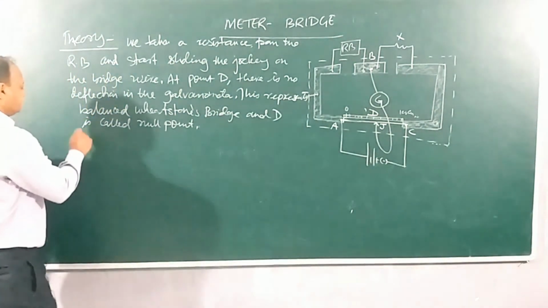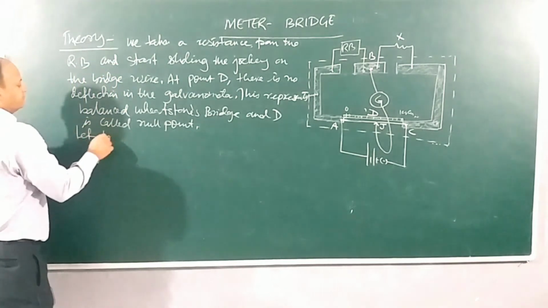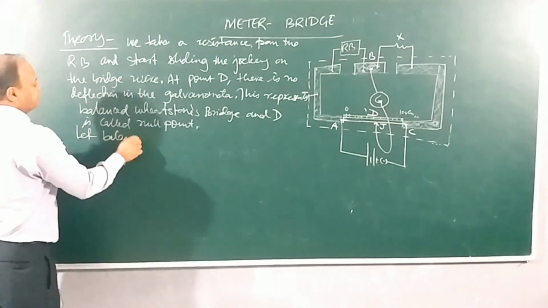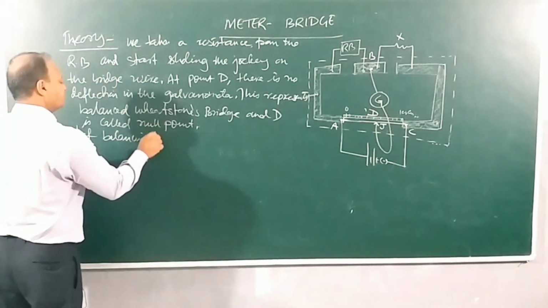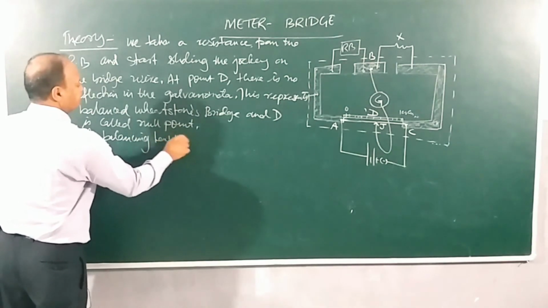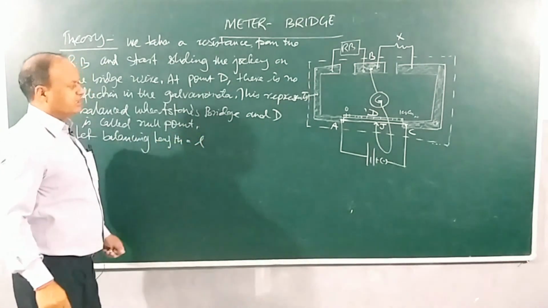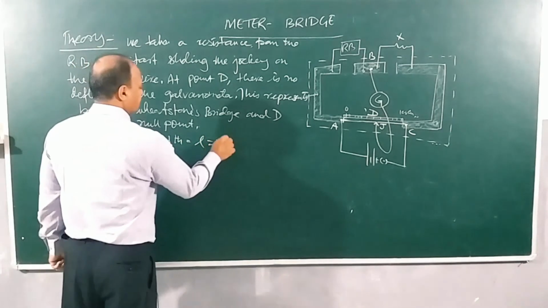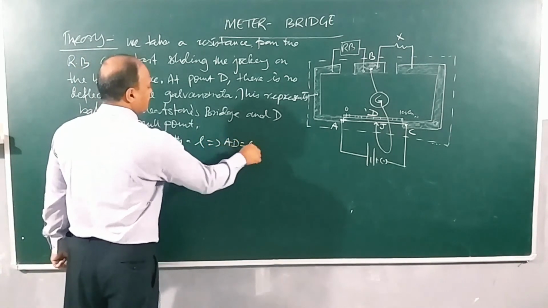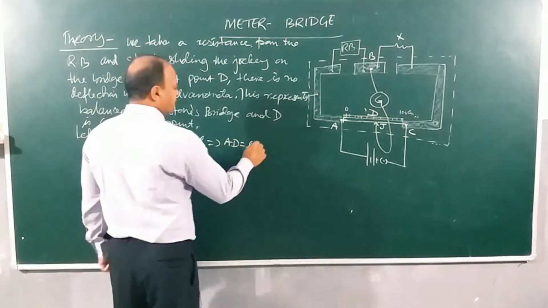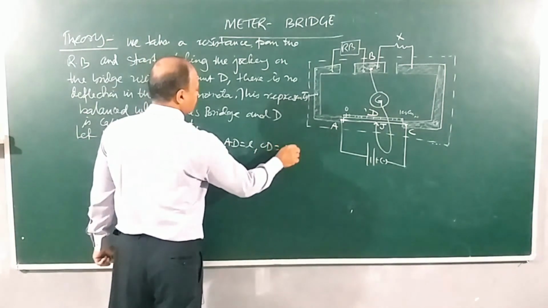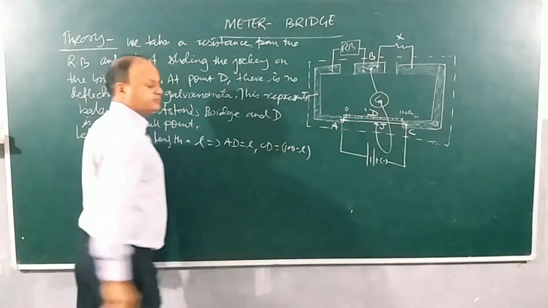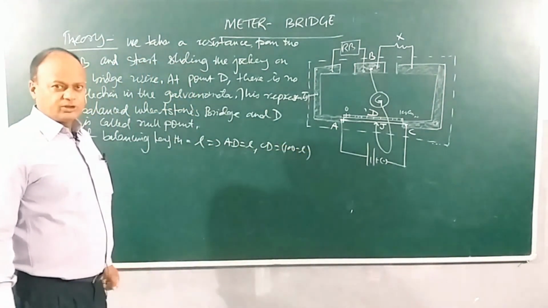Now let the balancing length be L. Meaning AD is equal to L. If AD is equal to L, children, then how much will be CD? 100 minus L. Clear?